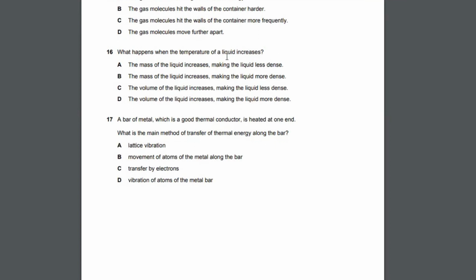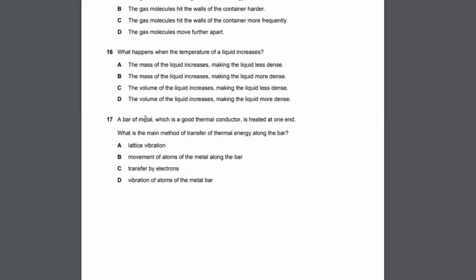So when the temperature of a liquid increases, its volume also increases. The mass doesn't change. The amount of substance doesn't change unless it has boiled off or something. But in this case, the volume increases. And if volume increases, the density of the liquid decreases because density is mass upon volume. So if volume increases, density will decrease, making the liquid less dense. So the answer is C. Next is, a bar of metal, which is a good thermal conductor, is heated at one end. What is the main method of transfer of thermal energy along the bar?